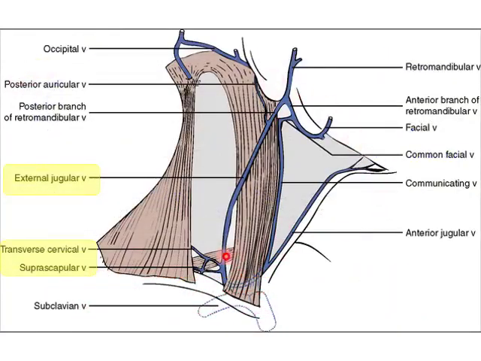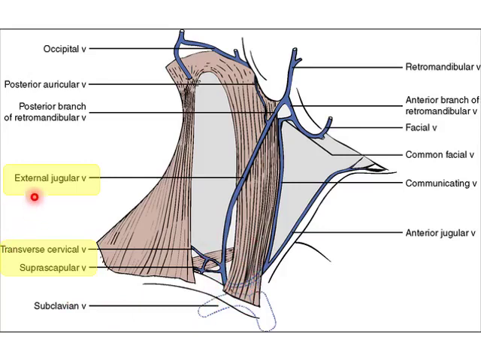This is a diagrammatic representation of the structures present at the front and sides of the neck. As you see, this is the external jugular. It's coming from the outer surface of the sternomastoid, appearing at the lower part of the triangle, and then piercing the deep fascia to join the subclavian.